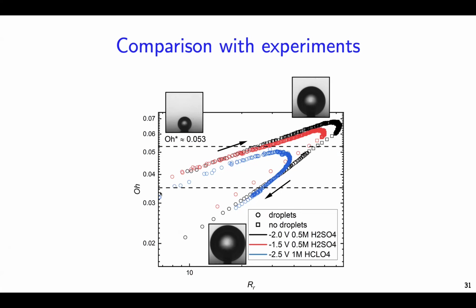And then as you can see, the transition from droplets to no droplets occurs at around 0.05. And of course, this is very different than the value of 0.0325 as I have discussed earlier for bulk bubble.